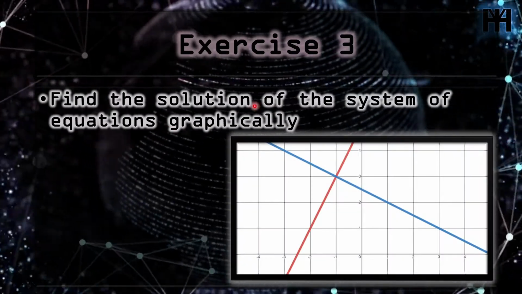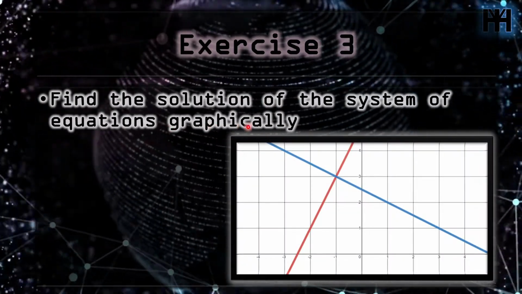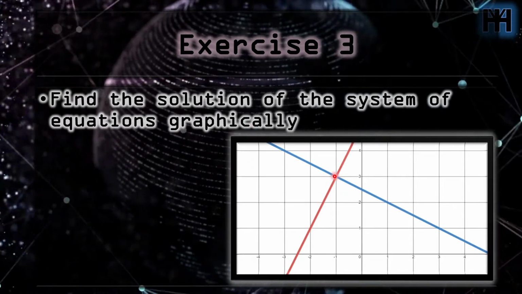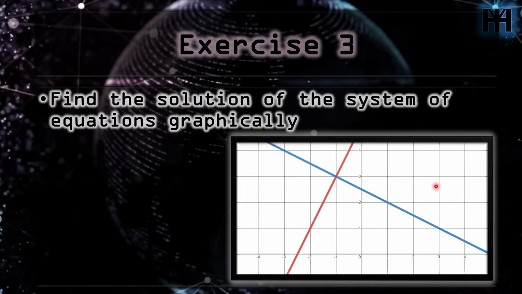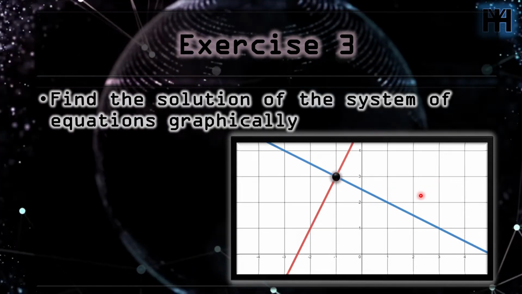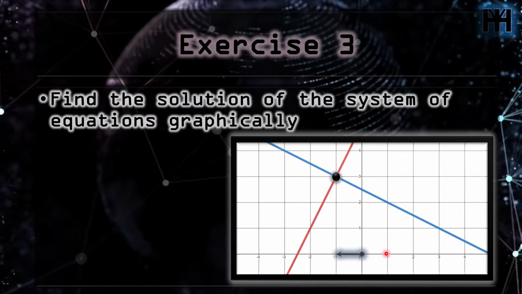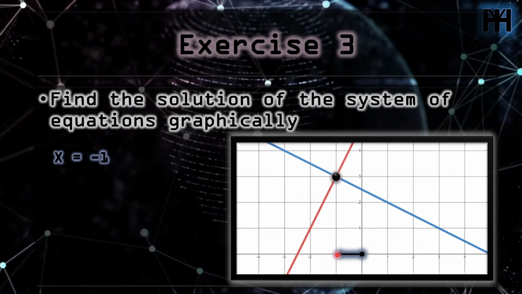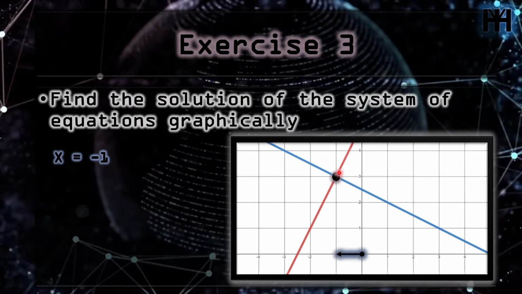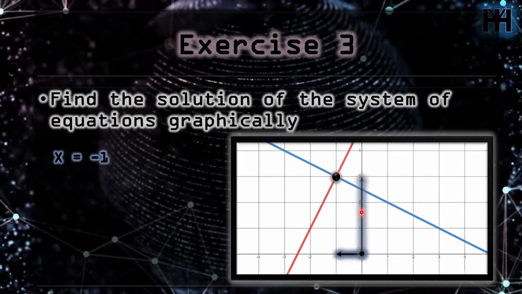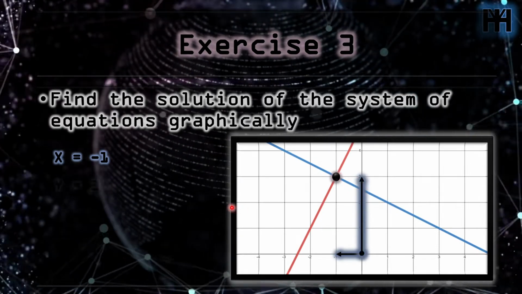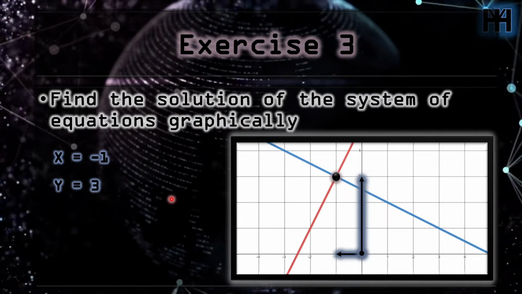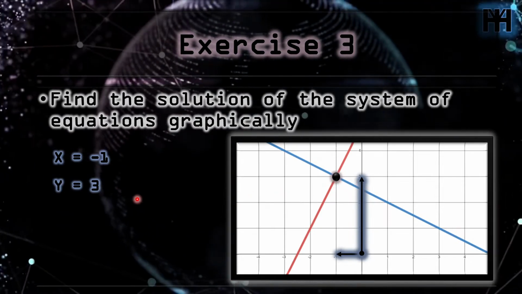Okay, find the solution of the system of equations graphically. We will see these two lines intersect at this point, so this will be the solution. We go to the left to -1, so x will be equal to -1, and we go up by 3, so y is equal to 3, as they intersect at the point (-1, 3). So this will be the solution of the equation.